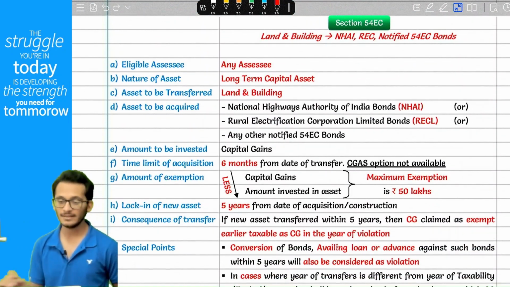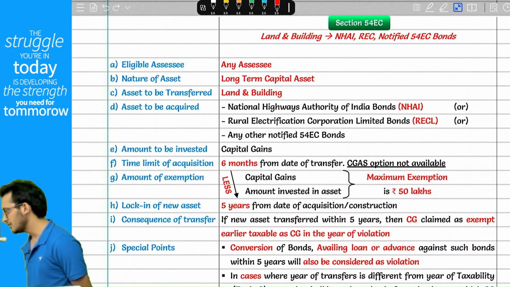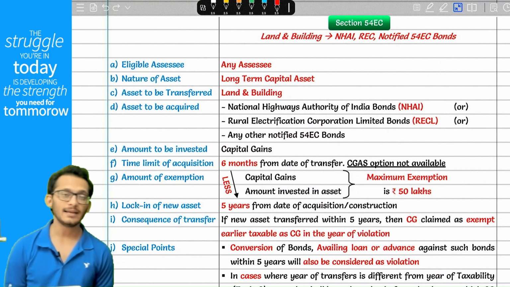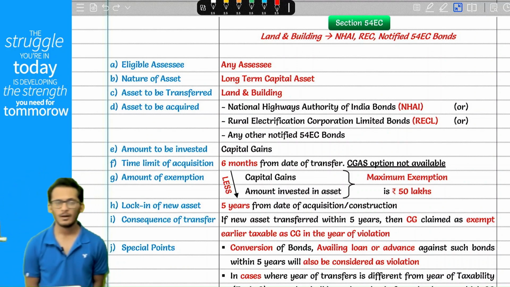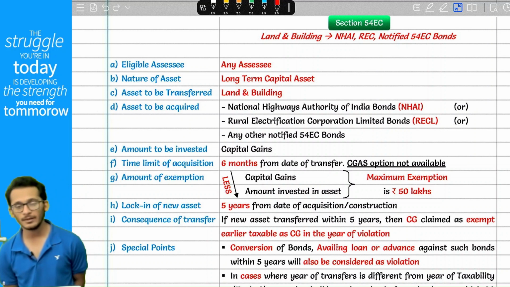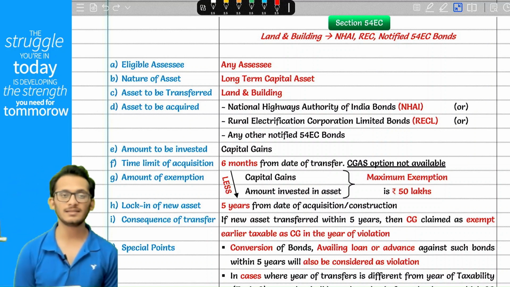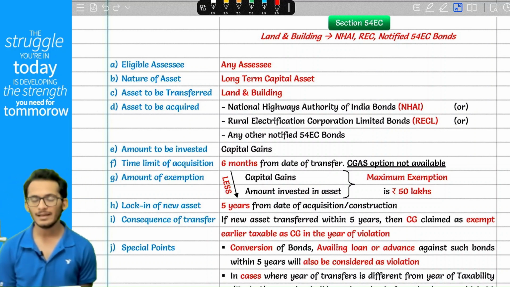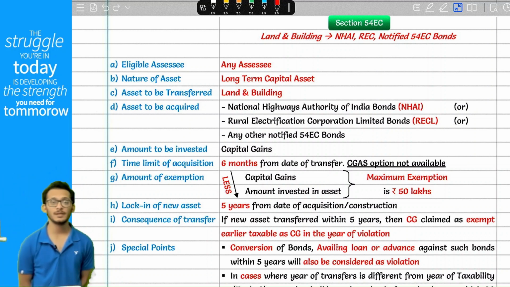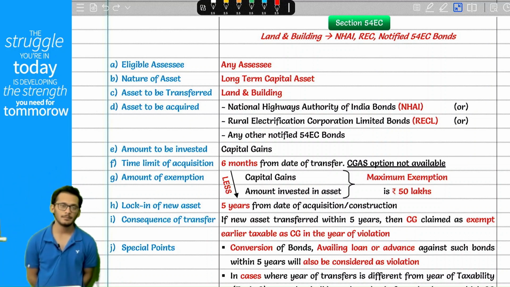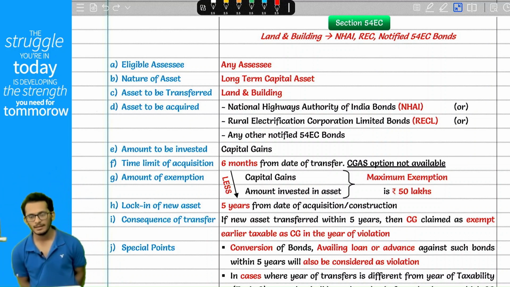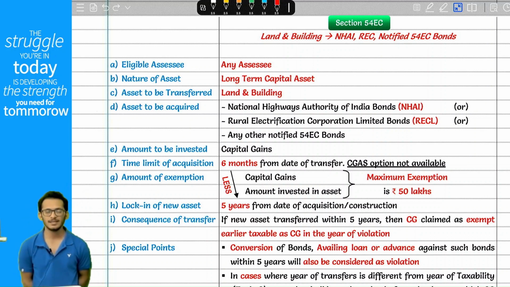54EC says that if you have any long-term land and building which you're planning to transfer in exchange for acquiring any NHAI bond or REC bond or any other notified bonds, you can claim an exemption under 54EC. The requirement is that the asset which you're transferring should be a long-term capital land and building. The asset which you're planning to acquire should be an NHAI bond, REC bond, or any other notified bonds.